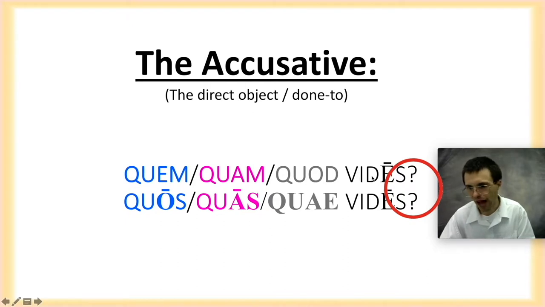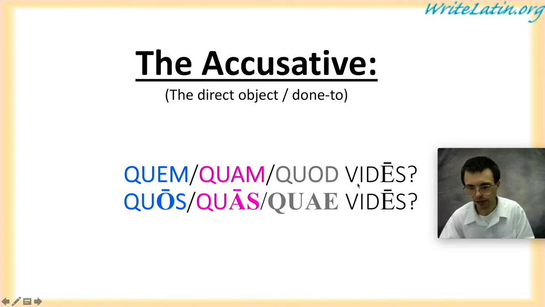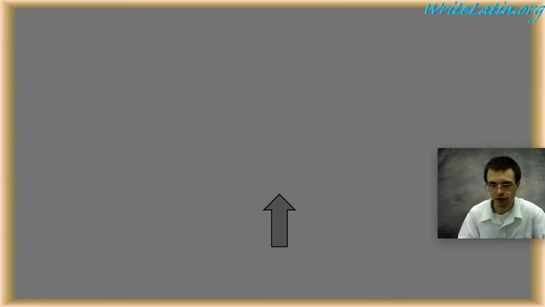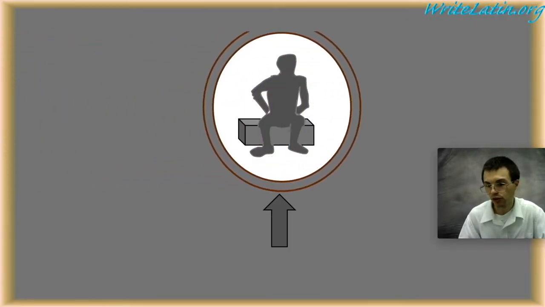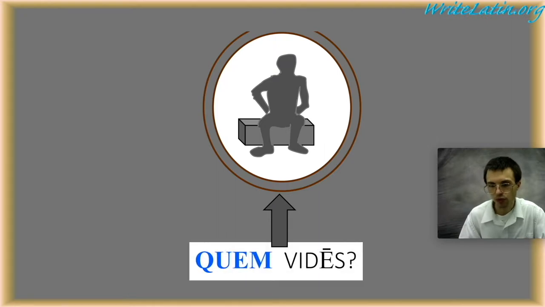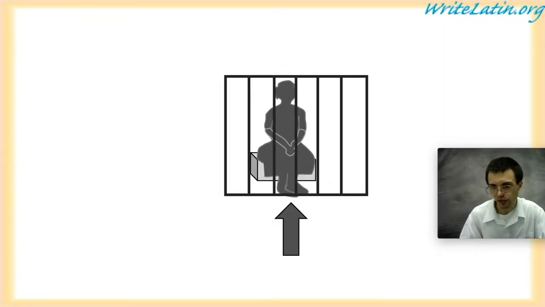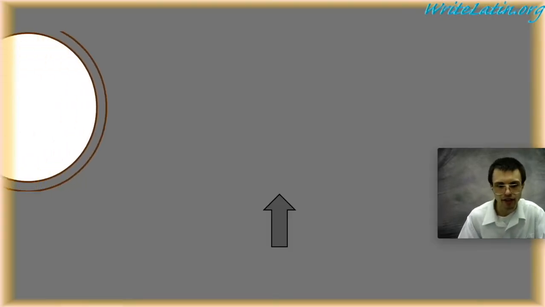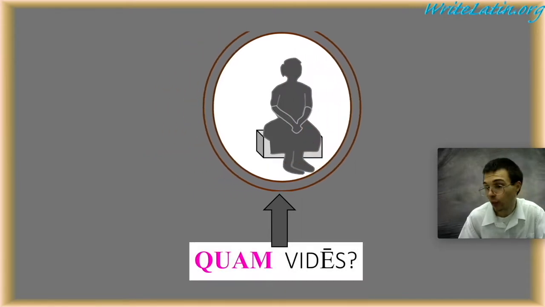Now, I know you haven't learned S ending yet, but you could make it T in your mind if you don't like that. S just means you. You see. Also, sometimes I'm going to use habes instead of vides, like you have someone, like in jail. So, if it's a guy, you're going to say, whom do you have? Whom do you have in prison? If it's whom do you see, what will you say? Quem vides. If it's a girl, quam. Whom do you have? If it's whom do you see, quam vides.